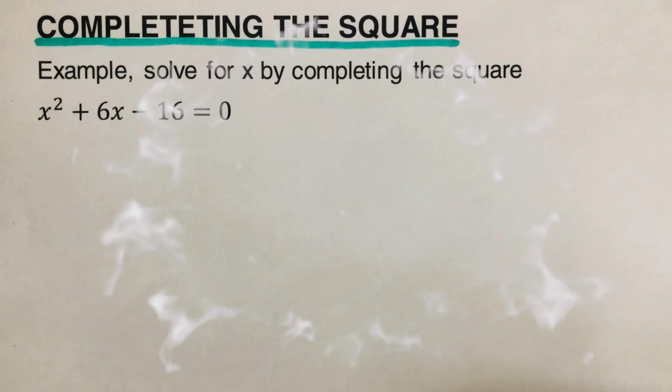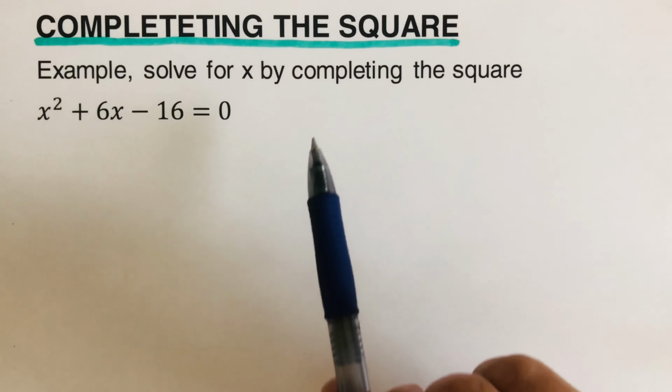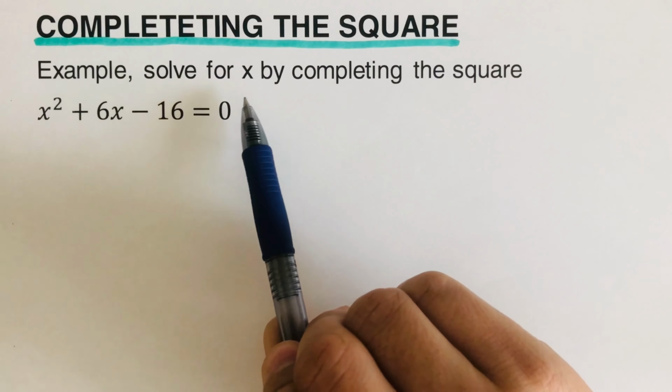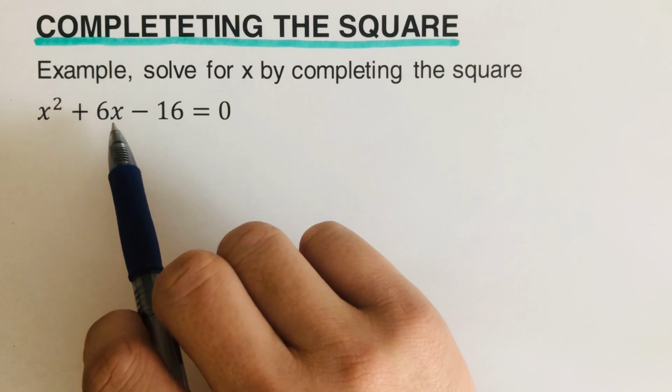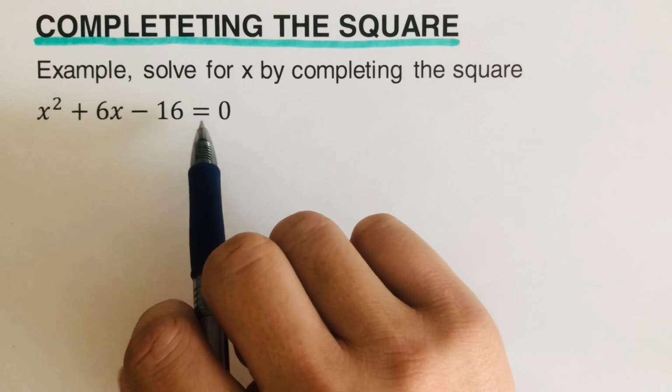Hello everyone. Today we will be solving equations using completing the square. So we will solve the equation by completing the square. We have an equation over here, x squared plus 6x minus 16 equals 0.